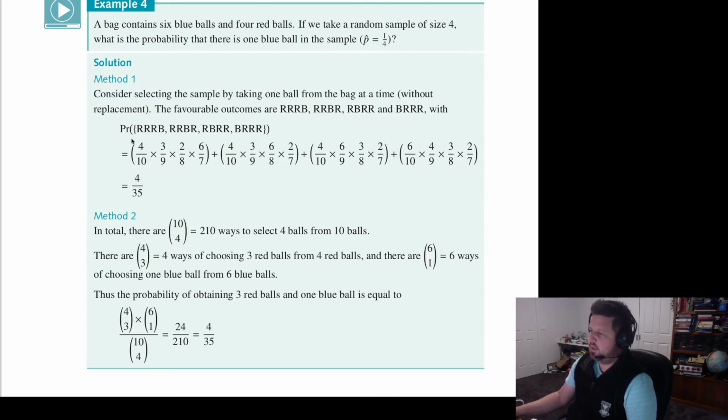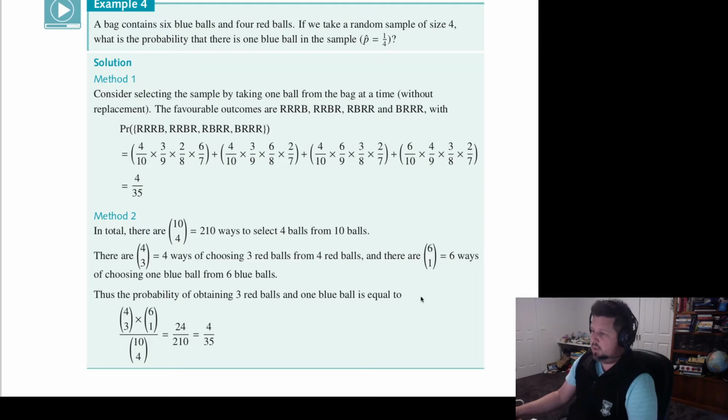Now, when you go to calculate the probabilities of each of these events, obviously red here is 4 out of the 10 possible without replacement. The next red here is 3 out of the 9 left over, down to 2 out of the 8. Obviously this blue here is 6 out of the 7. So you can calculate that probability. You then add those all together and we get 4 out of 35.